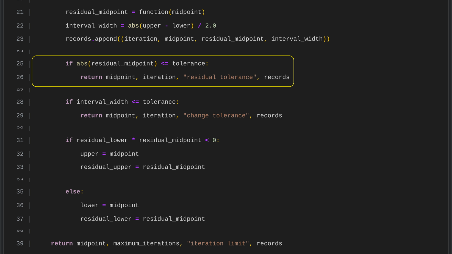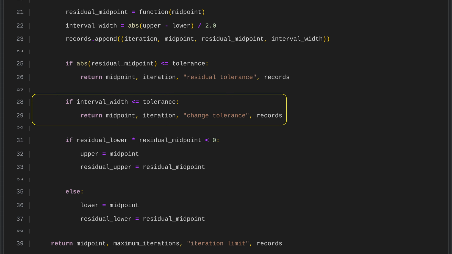The code stops when the residual at the midpoint is within the chosen tolerance, meaning the current estimate is accurate enough. It then returns the midpoint as the estimated root, the iteration count, the reason for stopping, and the saved iteration history for review. The code stops when the current interval is within the chosen tolerance, meaning the root estimate is precise enough based on interval size. It then returns the midpoint as the estimated root, along with the iteration count, a note about the stopping reason, and the iteration history. This avoids extra calculations once the interval is sufficiently small.